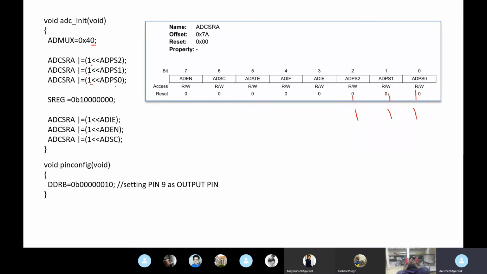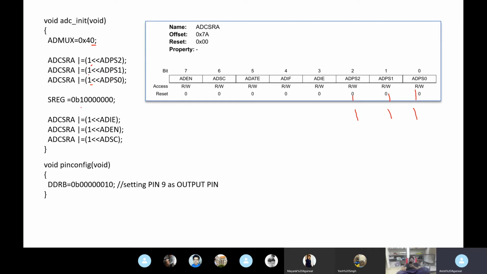These 3 bits basically decide the clock speed, like how fast or how slow the ADC conversion is going to happen. As the Arduino is a very fast microcontroller, I've increased the value and kept it at the slowest speed. The higher the value of ADPS 2, 1, and 0, the slower the ADC conversion. So I have set it to 111, which will divide the clock speed by 128, slowing down the process of ADC conversion.